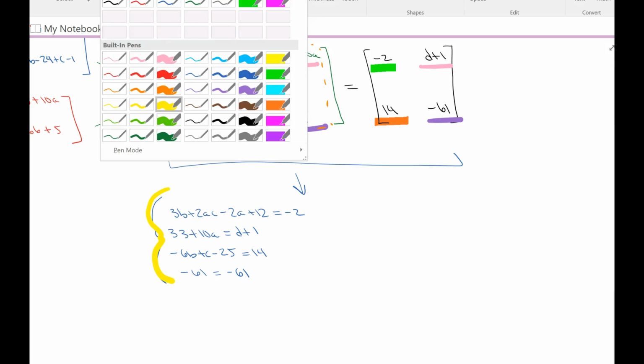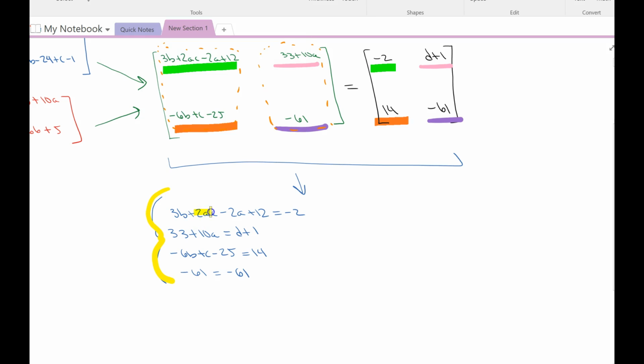However, hopefully your eye was drawn to this term right here. The problem here is that this system is not a linear system. It's not a linear system, so row ops are out, right? Using the row operations to get to reduced row echelon form is a method only usable for linear systems.